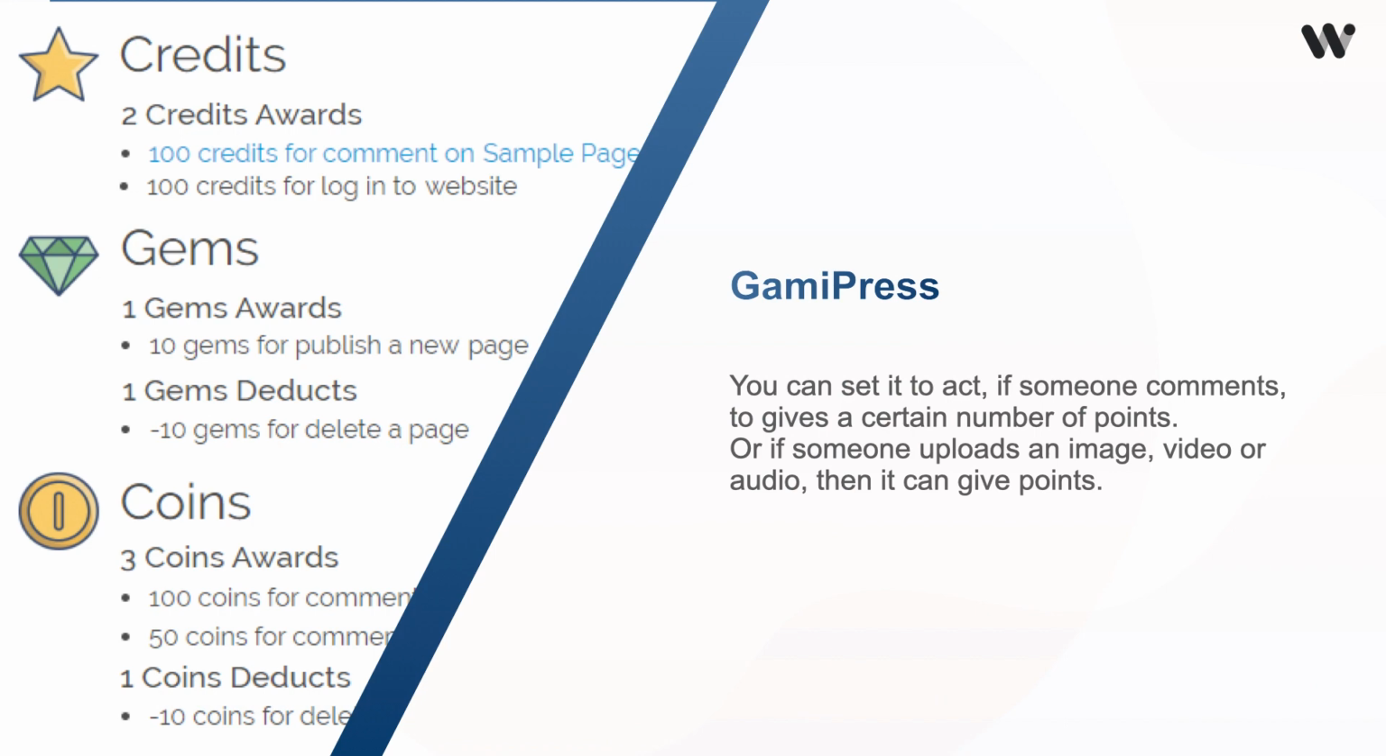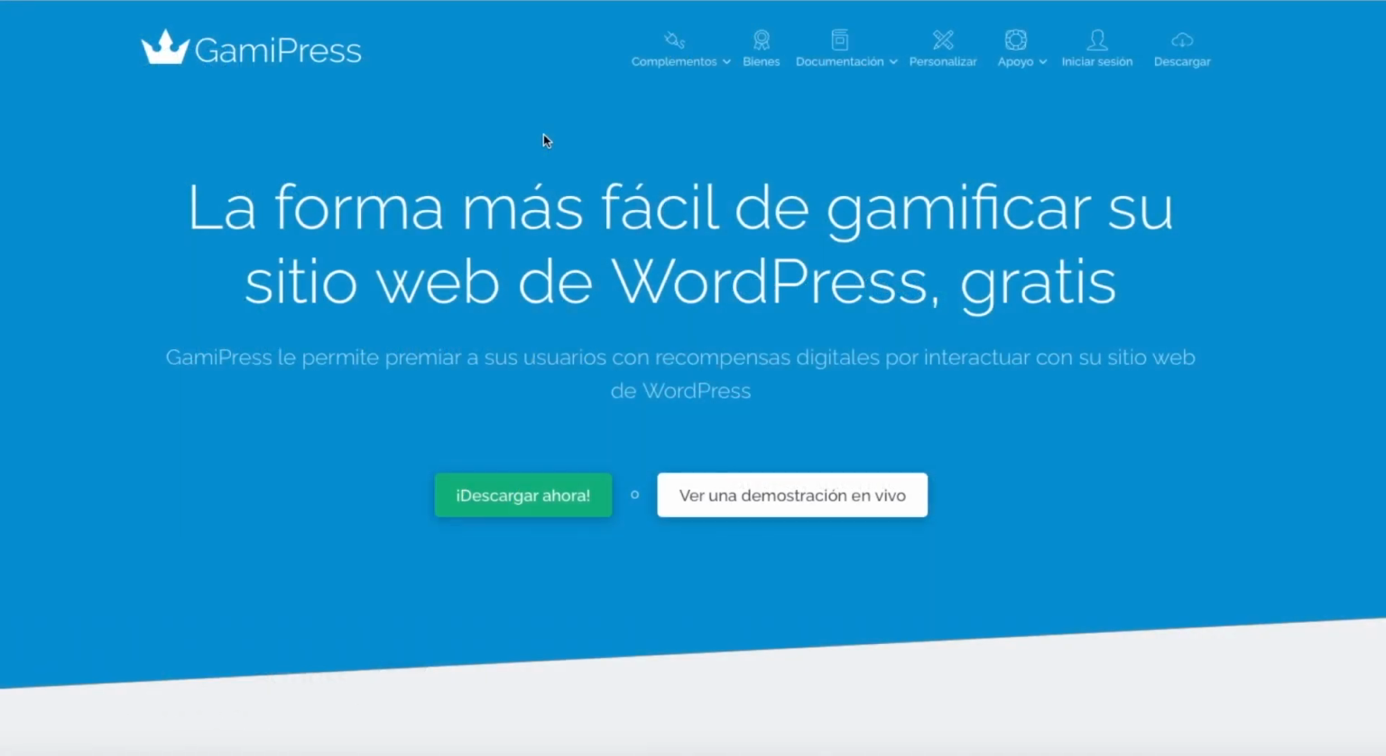When we tested GamiPress on its own, we found that you can set it to act. If someone comments, it gives you a certain number of points. Or if someone uploads an image, video, or audio, then it can give you points. And this can go beyond engagement, as you'll see in a few moments. There are many different ways to gamify your site. But one thing to keep in mind is that many times you could get lost, because you may think, I want to do this, I want to do that, and there are many things you can do.